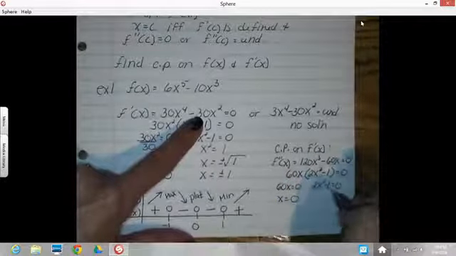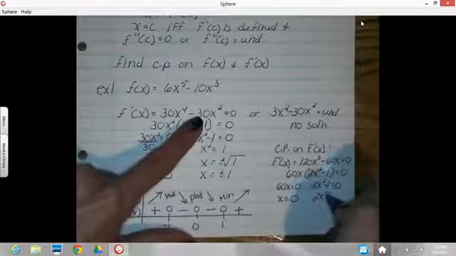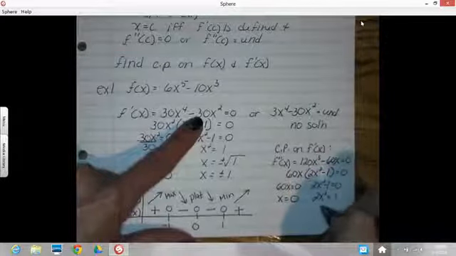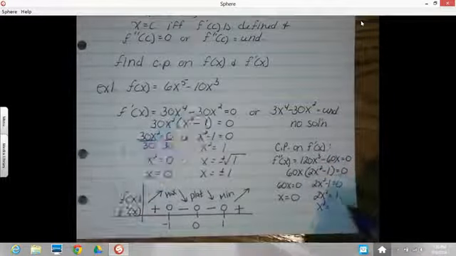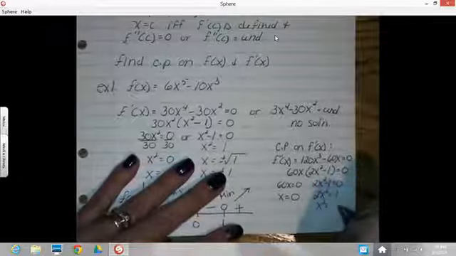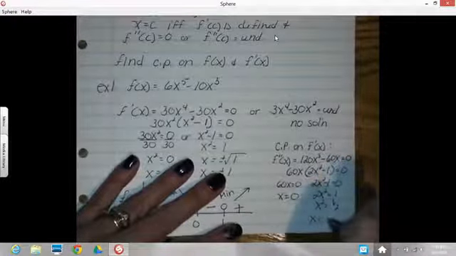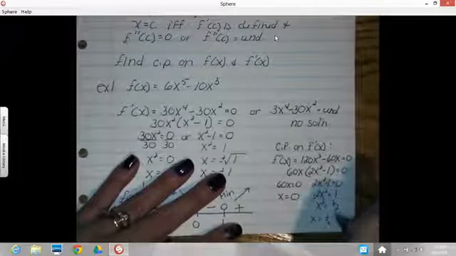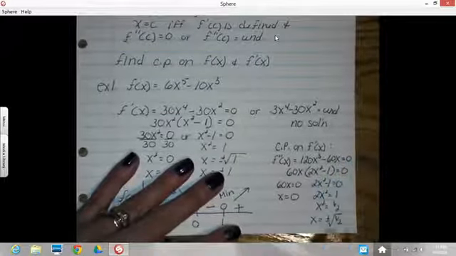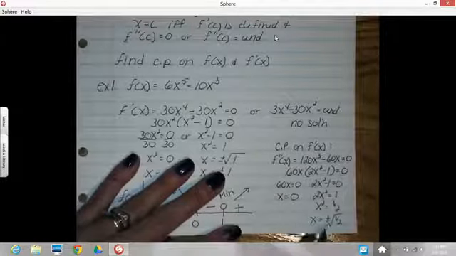Here, if I add 1, divide by 2, divide by 2, and then square root both sides. And remember to do the positive and negative square root of 1/2. I've got 2 critical points there. So here I found 3 critical points.